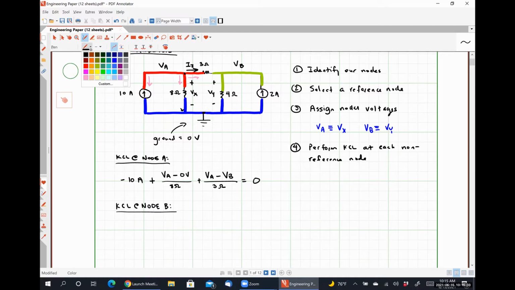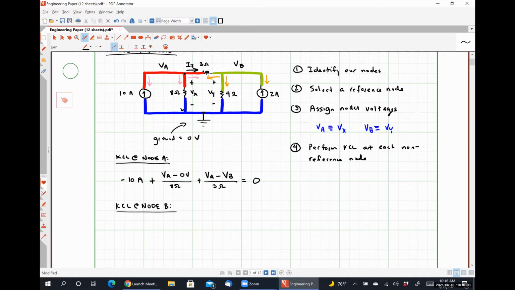I'll draw the arrows for this guy in a different color. So the currents that are leaving node B are this guy directed to the left through the 3-ohm resistor, this guy directed down through the 4-ohm resistor, and this guy directed down through the 2-amp current source. So I simply express all three of those in terms of my nodal voltages, add them together, and set them equal to zero, exactly like I did with my previous equation.